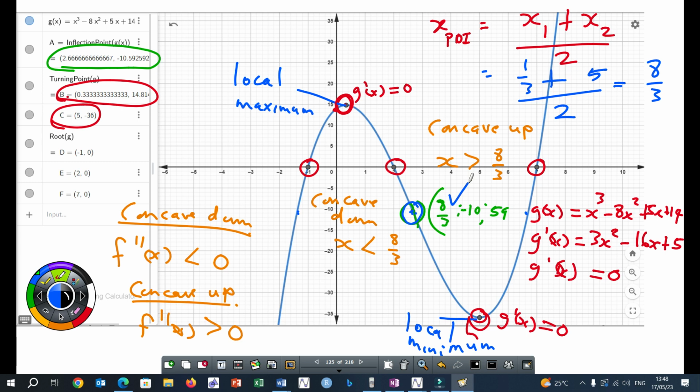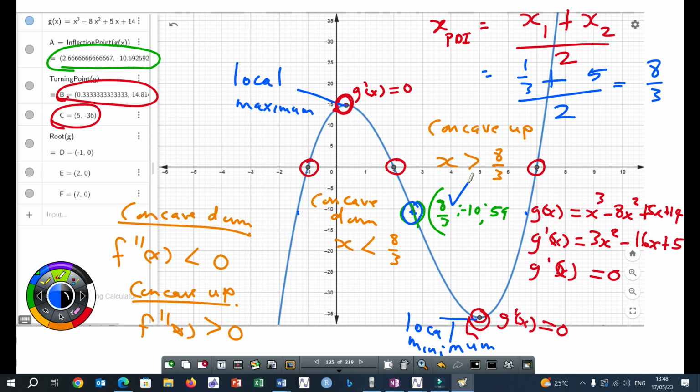So you have two ways of finding the x value at the point of inflection. You can just add the x values at the stationary points, and get their average. That would be the x value at the point of inflection. Are you following that?